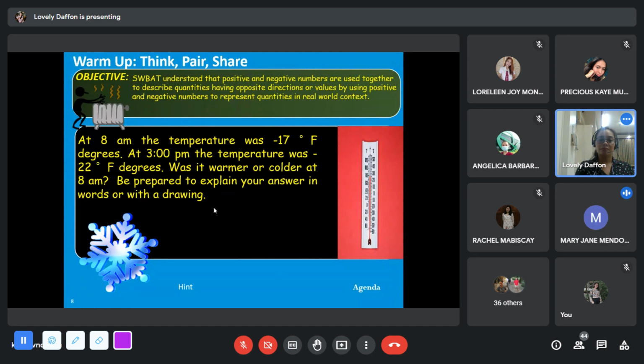Sige daw. Colder, ma'am. Okay, colder. So, ang answer, of course, this is colder compared to 22. Ang answer ani, tarong, kay kanang naa tayo mga aircon sa balay.